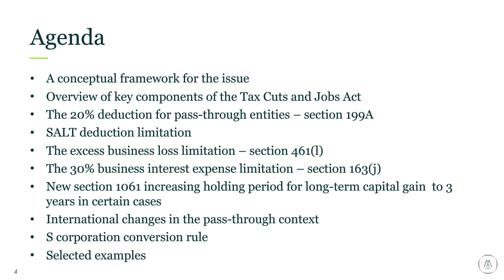Another significant change in the landscape is the limitation on business interest expense, basically limited to 30% of a certain adjusted business income. We're going to briefly touch on Section 1061, which deals with a somewhat limited extension of the long-term capital gain period from 1 year to 3 years for certain qualified partnership interests that are primarily held by hedge funds and private equity funds. We'll talk about international changes and some special rules on S-corp conversions, generally favorable, and go through several modeling examples.